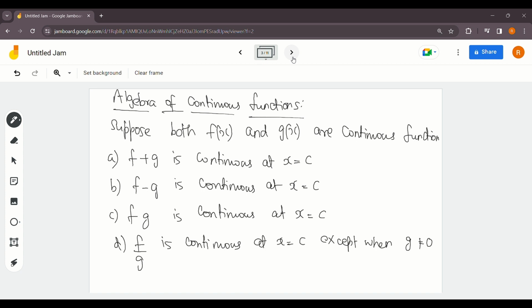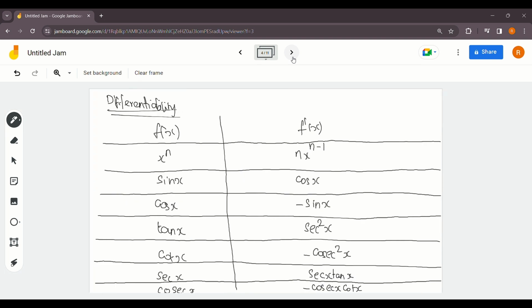So when g of x is not equal to 0, you can say that it is a continuous function. If g of x is equal to 0, then it becomes infinity, because the denominator is 0, so it is not defined overall. So it becomes discontinuous. When g of x is not equal to 0, the function is continuous. So this is about the concept of continuity.